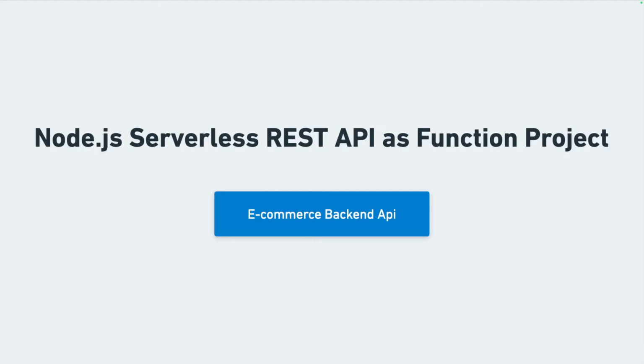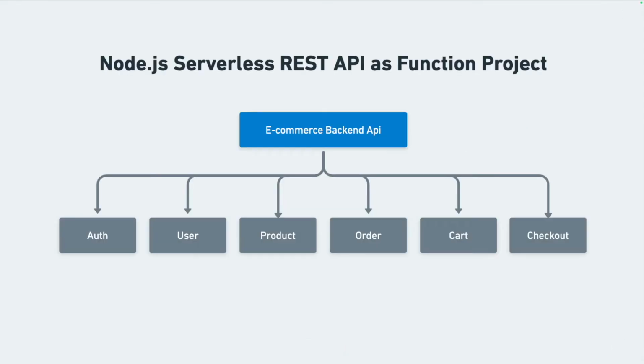Alright guys, so we are going to build the Node.js Serverless REST API as a function project, and in that we are going to build the e-commerce backend API. So these are the modules for the e-commerce backend API that we are going to build. We are going to have the auth, which is going to handle our authentication. Then we are going to have a user module which will have our users, maybe an admin user or a non-admin user. Then we are going to have the products. We will have the orders, cart and checkout.